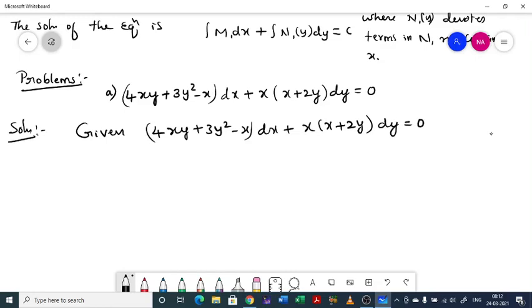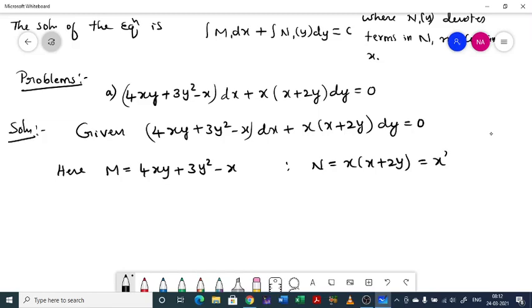You have to identify M and N. Obviously the coefficient of dx will be M and the coefficient of dy will be N. So here M is equal to 4xy + 3y² - x, and N is equal to x(x + 2y). This we can write as x² + 2xy, so that the differentiation will be easy.